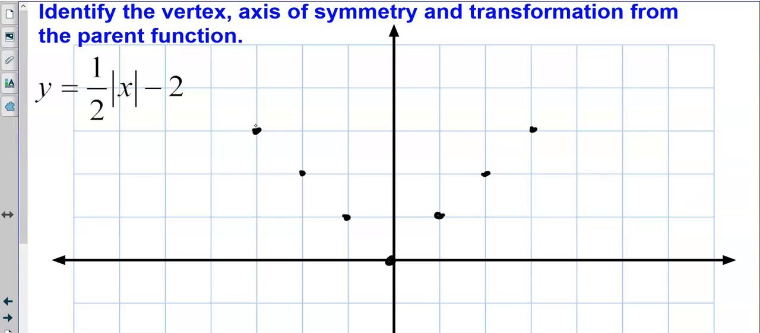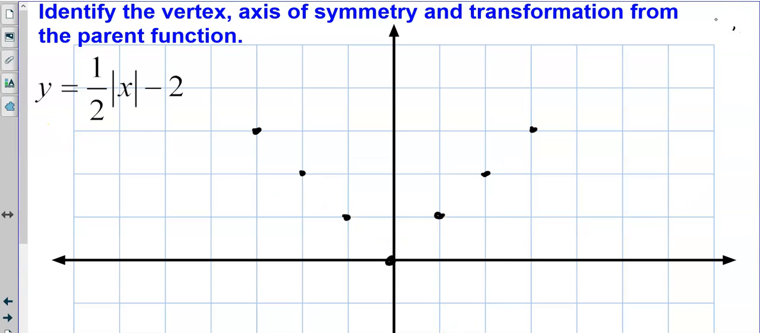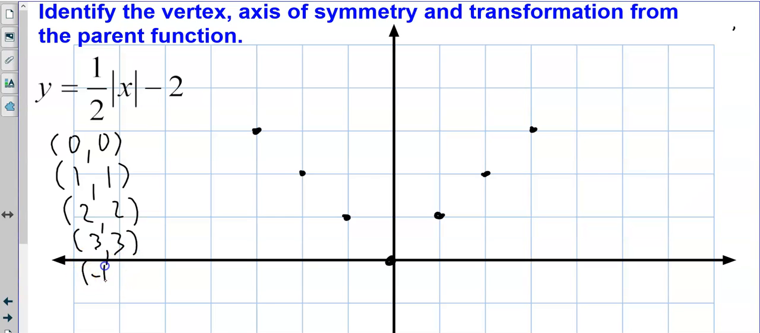Okay, so what I typically do, when you have a coefficient here, is write out those points. I'm going to write out the points that I just graphed. The point 0, 0, 1, 1, 2, 2, 3, 3. I guess it'd be negative 1, 1, negative 2, 2, and negative 3, 3. Okay, so I wrote out all those points.